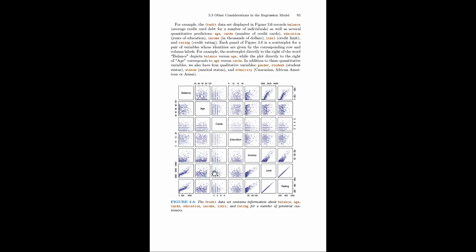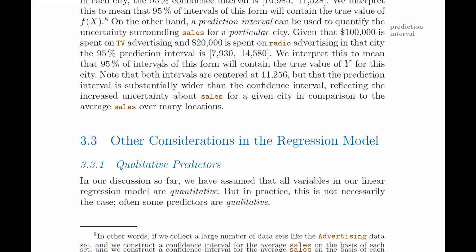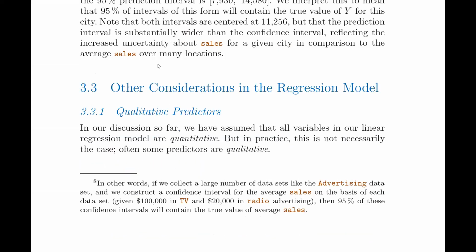We're starting today's session with section 3.3, where we're going to extend what's been said so far in relation to multiple regression models to include what the book refers to as other considerations. The first one would appear to be working with data that isn't necessarily numerical, but where we have qualitative predictors.